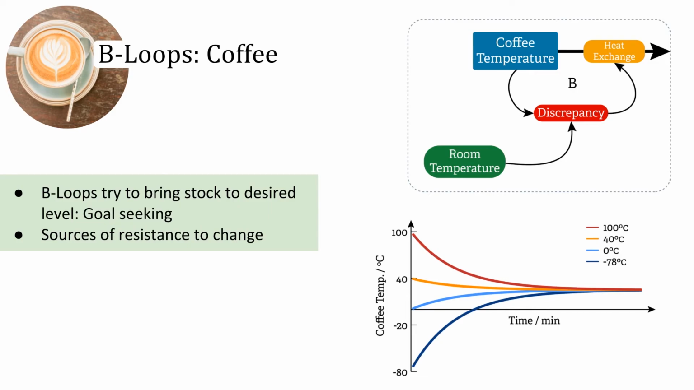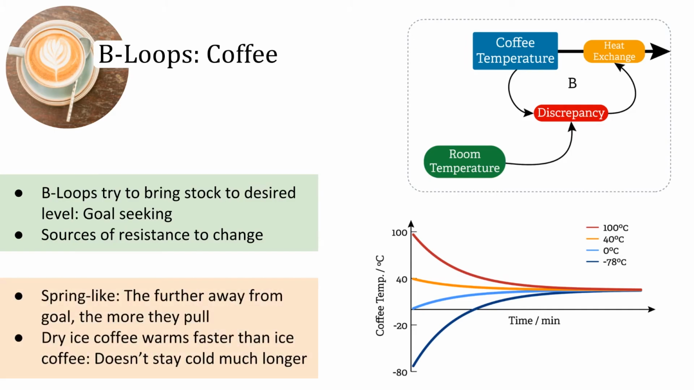Based on this example, we see that balancing feedback loops do what they sound like they would do, which is try to bring a stock to a desired level. In this sense, they're goal-seeking. Also, it means that in systems, balancing feedback loops are sources of resistance to change. Furthermore, balancing feedback loops act like springs, so the further away they are from their goal, the more they pull. And this has two important consequences. First off, it means that if we do encounter resistance and there's a balancing feedback loop at play, we might not want to pull harder because that would just mean that the feedback pulls back harder.